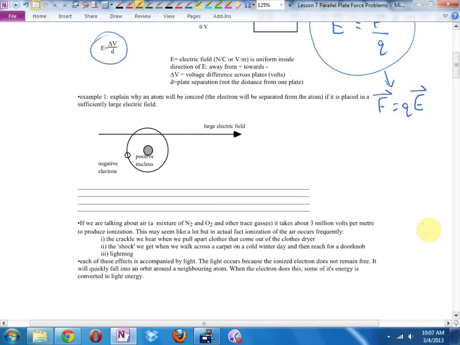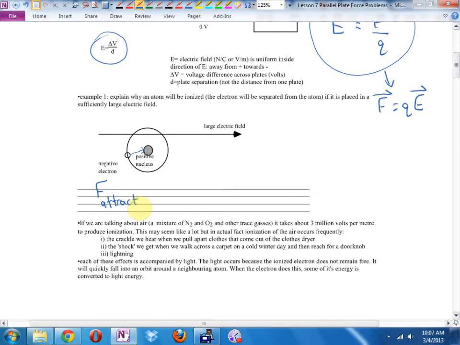Well, inside an atom, this negative electron is attracted to that positive nucleus. You have the force of attraction. However, if I apply a big electric field, what direction is the electric field according to that arrow, to the left or to the right? To the right. Which way will an electron want to move then? Careful, think about it. To the left.